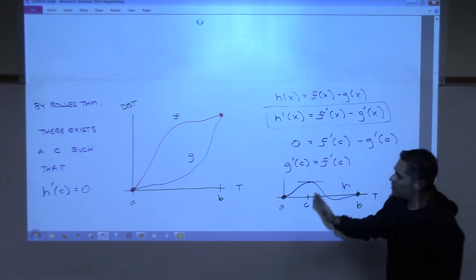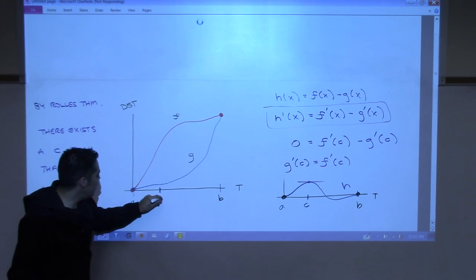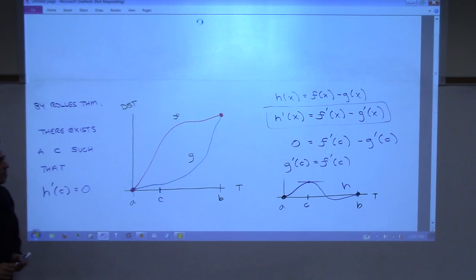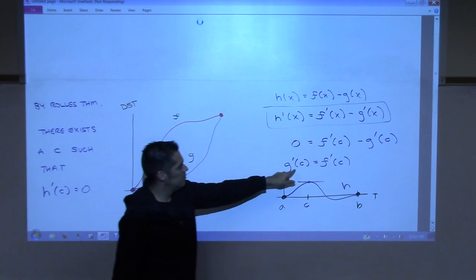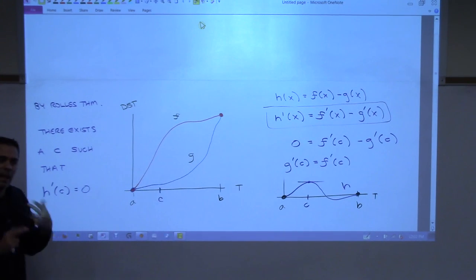So I just showed that there's some point in time here. I don't know what it is, okay? I can't tell you. But there's some point in time c that the slope of the tangent lines at that point on both functions, f and g, are parallel, which means that they had to be going the same speed.